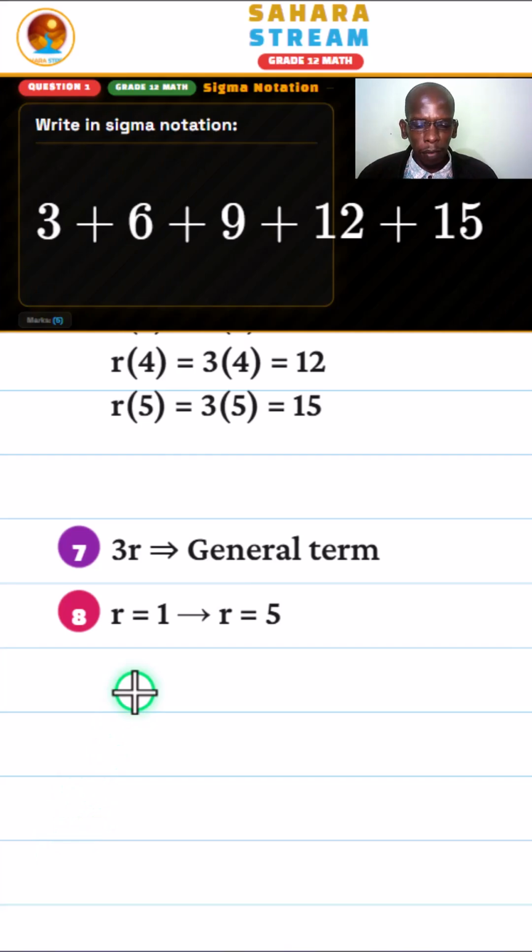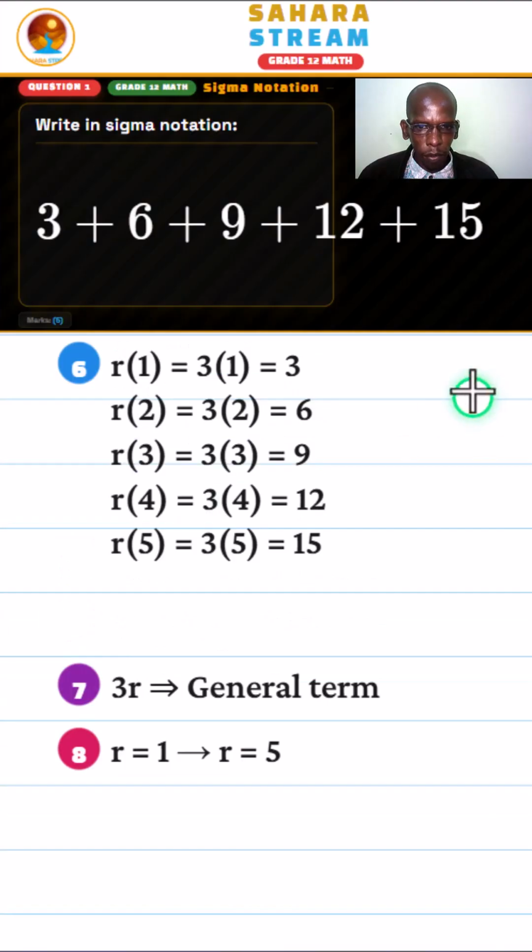Now that we have the general term, we can move on to the next step. We said we have 5 terms, and we count them from the first one all the way to the fifth one. The first one was 3, the second one was 6, the third one was 9, the fourth one 12, and the fifth one 15. So we are counting the 5 terms from the first one all the way to the fifth one.